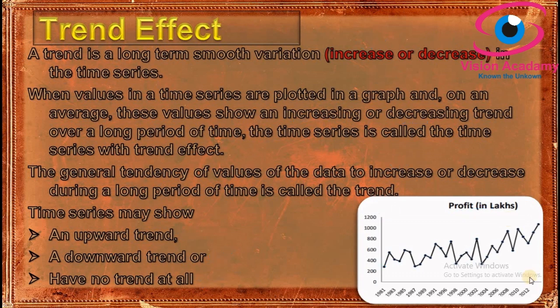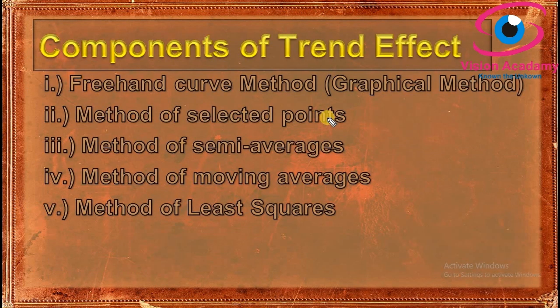Then let us see what are the methods to analyze trend effect. We have different methods to analyze trend effect. One is free hand curve method, which is also called graphical method because we plot data on a graph. So we call this free hand curve method also. And method of selected points, method of semi averages, method of moving averages, and method of least squares. In my further lectures, I will solve some of the problems on moving average and least squares methods. These two methods are very, very important methods we use in our daily life.